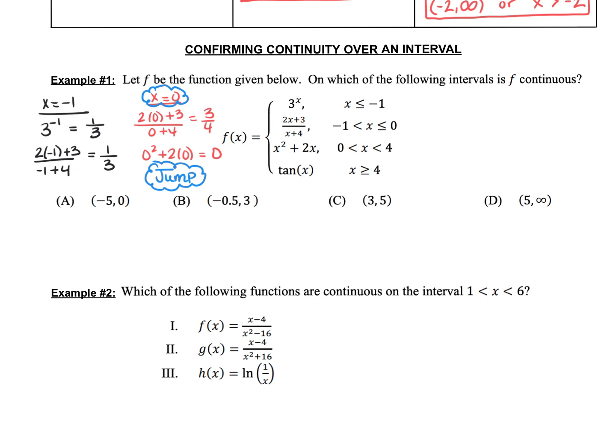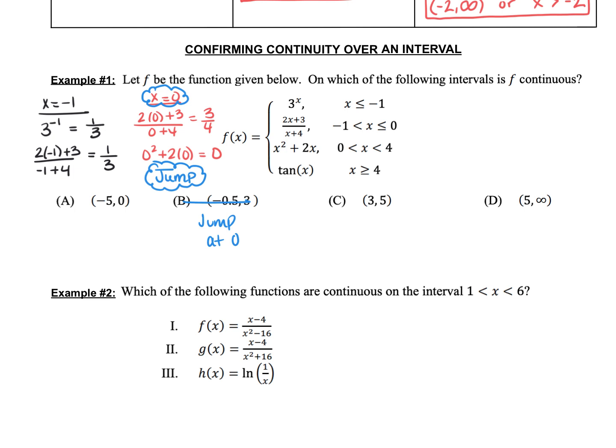So let's try to find the interval here that has 0 in it, and we know that that's where it's not continuous. So -5 to 0 doesn't include 0, so that's okay. -0.5 to 3. Well, 0's in between that, so this one's out because there's a jump at 0, and 0 is in the middle of that interval. 3 to 5 doesn't include 0, and 5 to infinity. So, okay, we've made some progress.